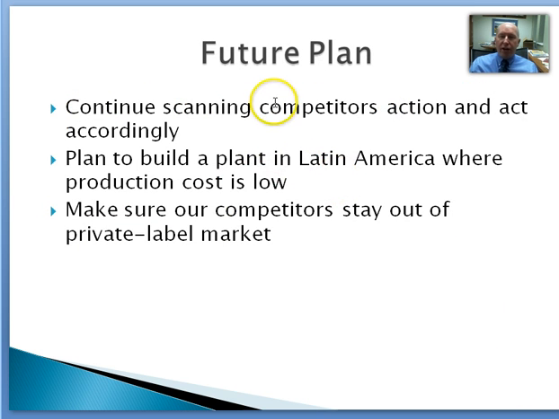This is not a great wrap up because it's fairly generic. Here they said plan to build a plant in Latin America where production cost is low. What year, what size would be good pieces of information to add there. Continue scanning competitors. That's a little ambiguous. Make sure our competitors stay out of private label market. So their future plan was not part of the strength.